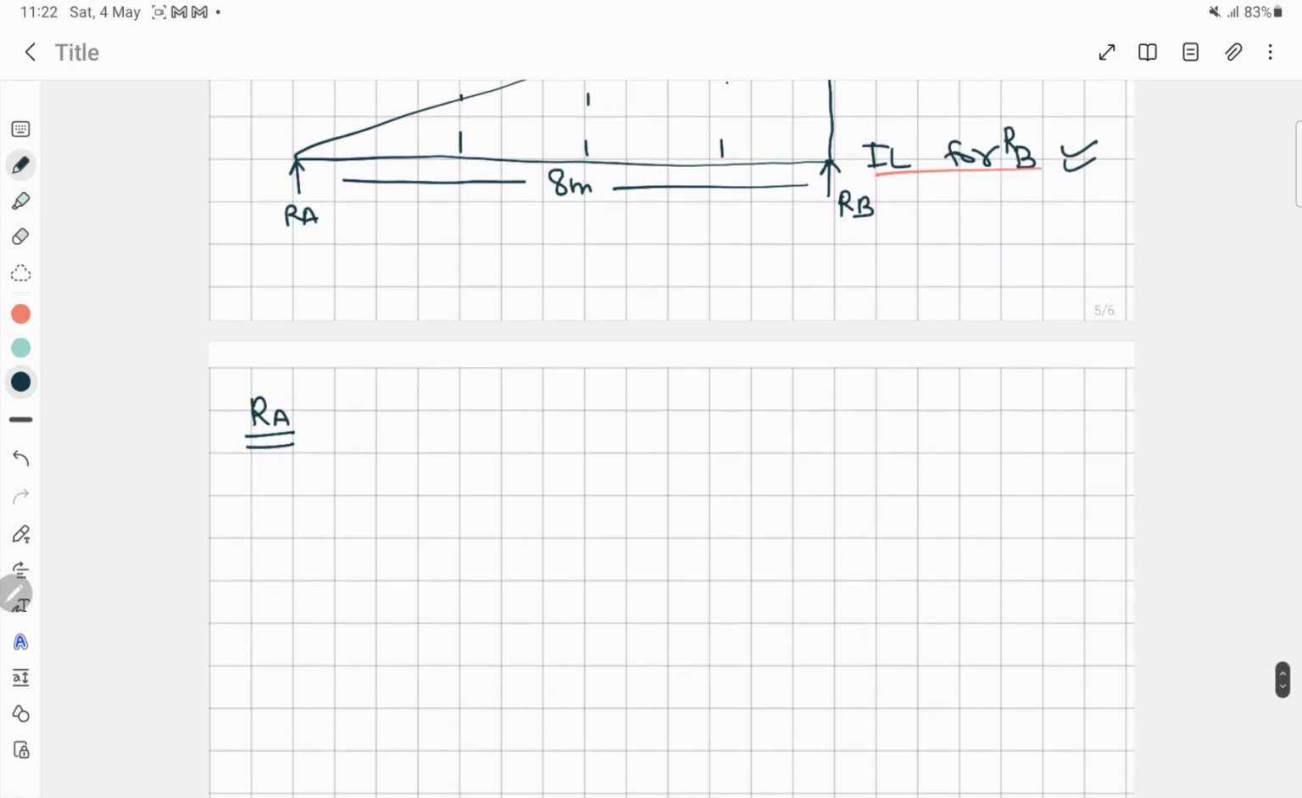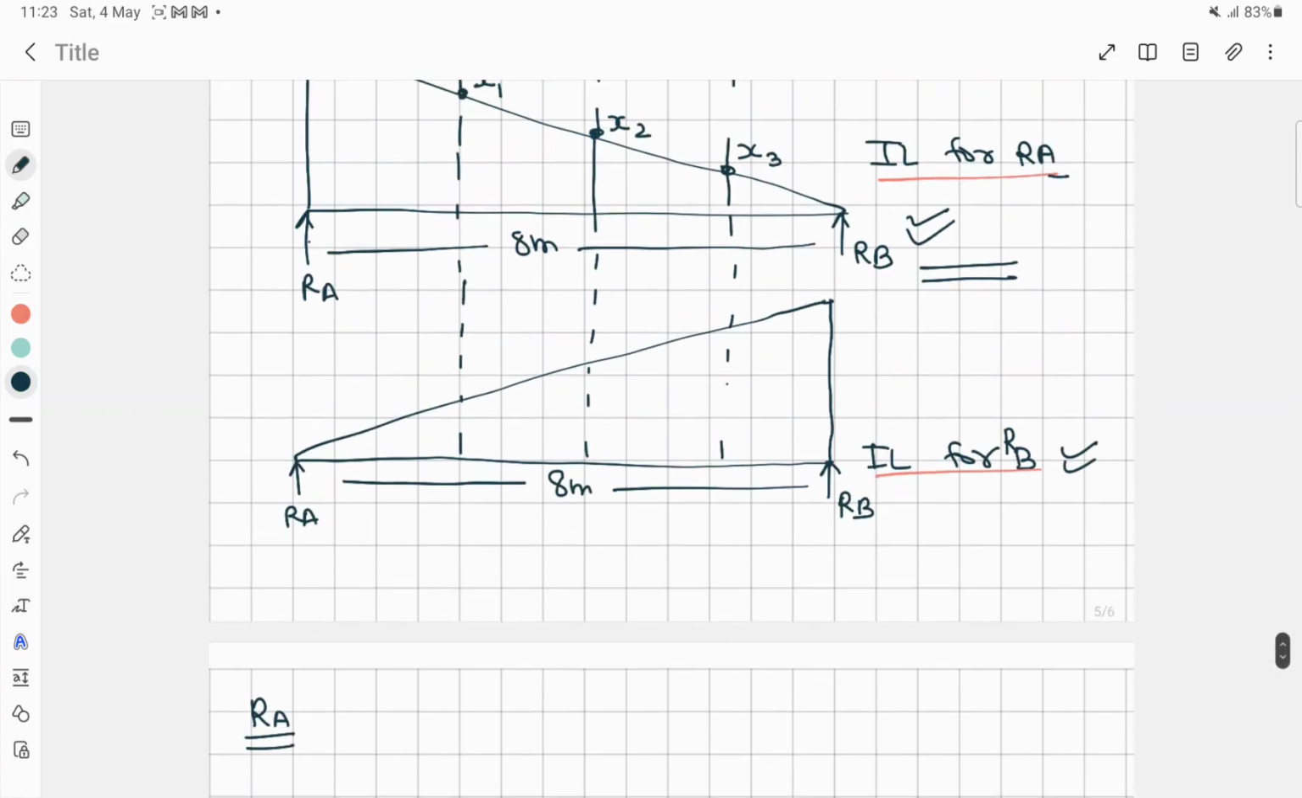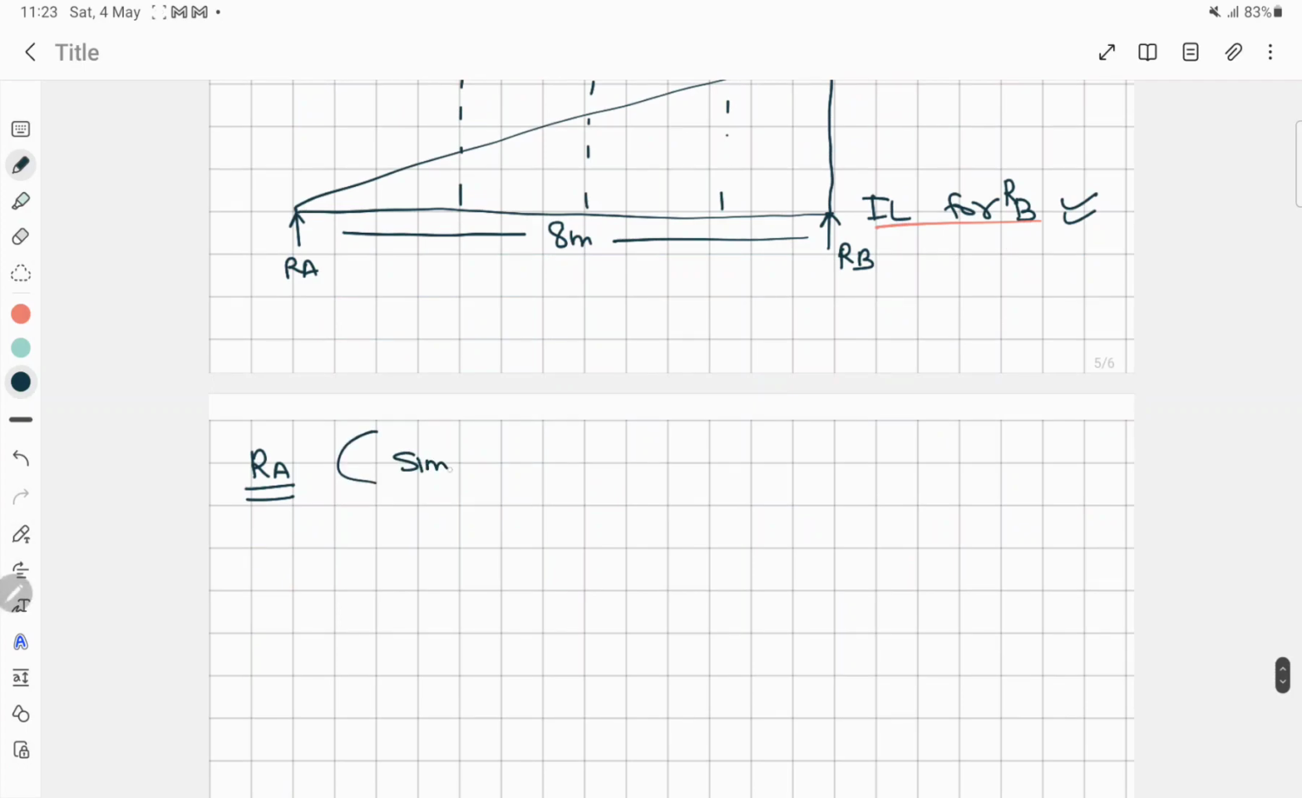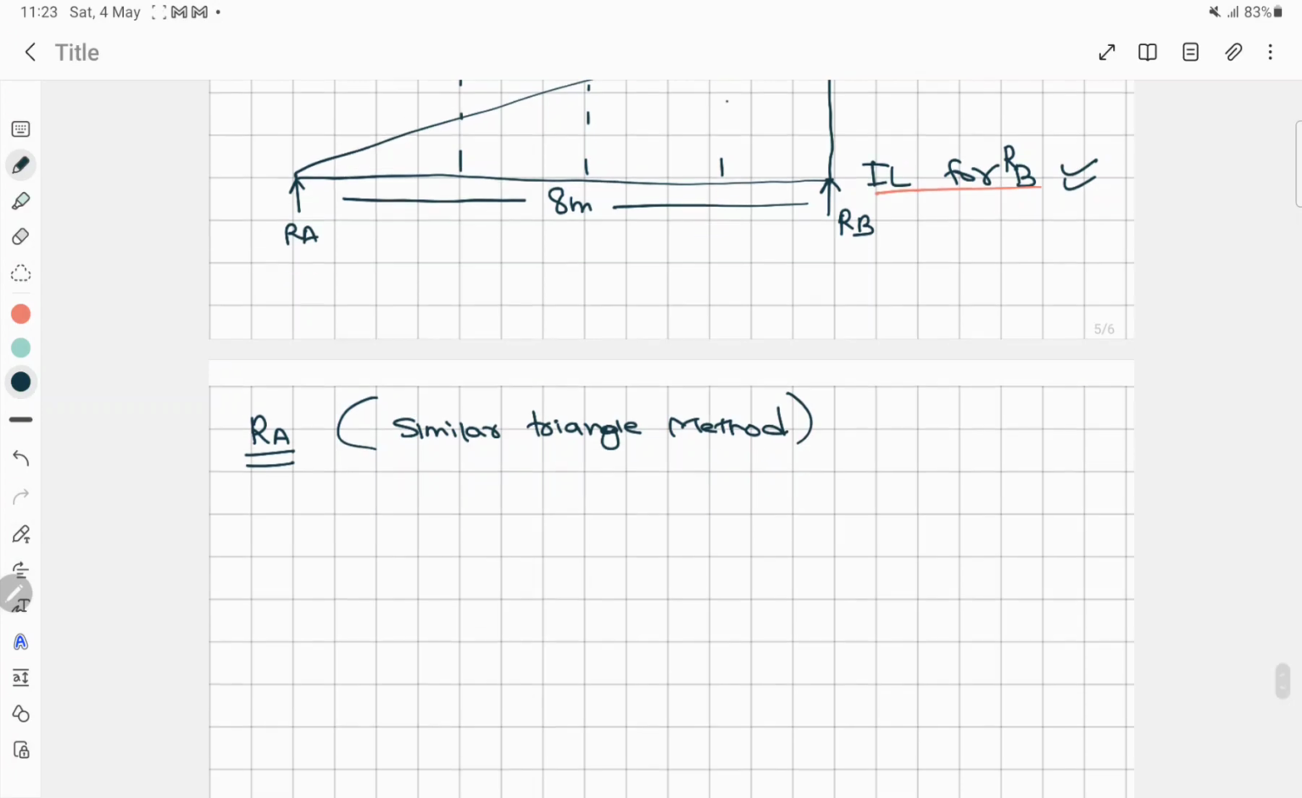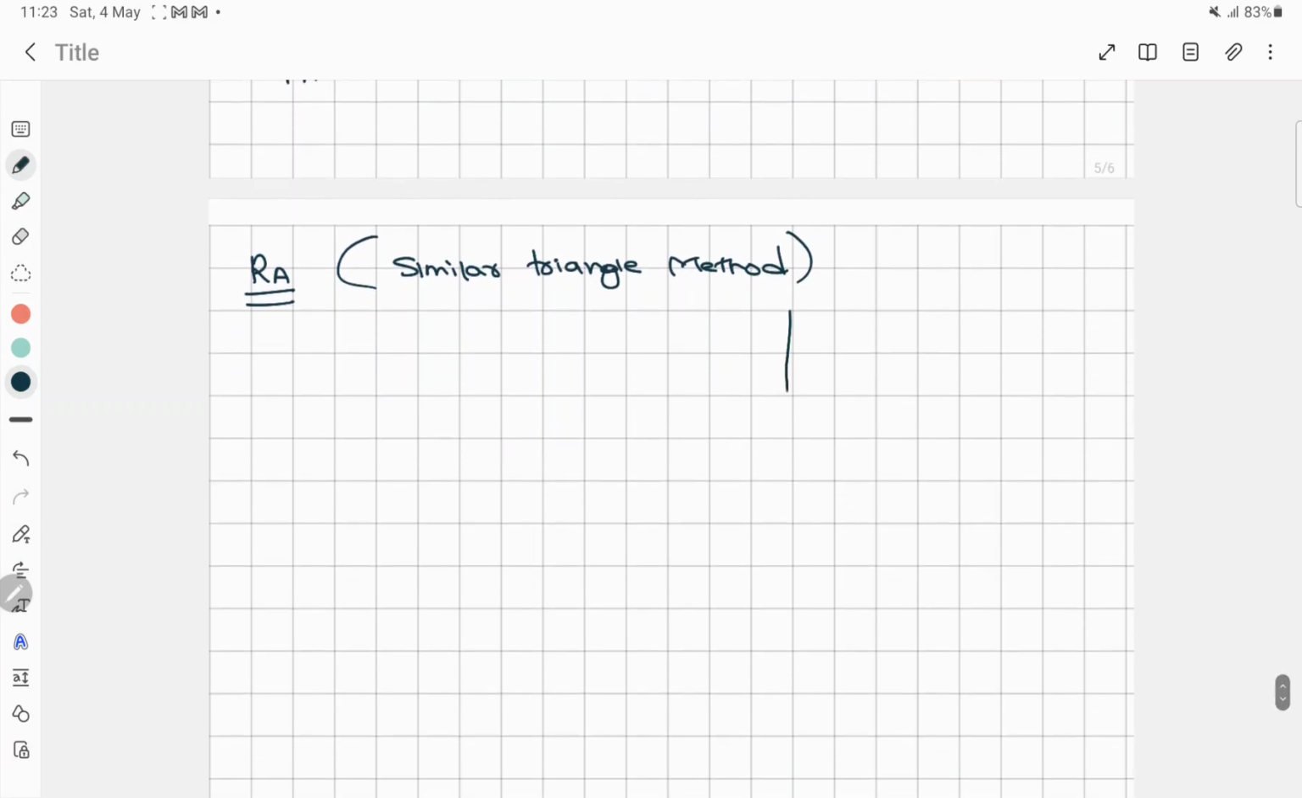So here the x1 for RA, how will we find? From the similar triangle method, right? So what is the similar triangle method? Suppose, I'll give the example here. Suppose it's a triangle, and here also, and it's 1, and we have to find for this point, and suppose the value of this one is 4. So from the similar triangle method, this big triangle, this is the whole triangle, right? The whole triangle is equal to this small triangle.